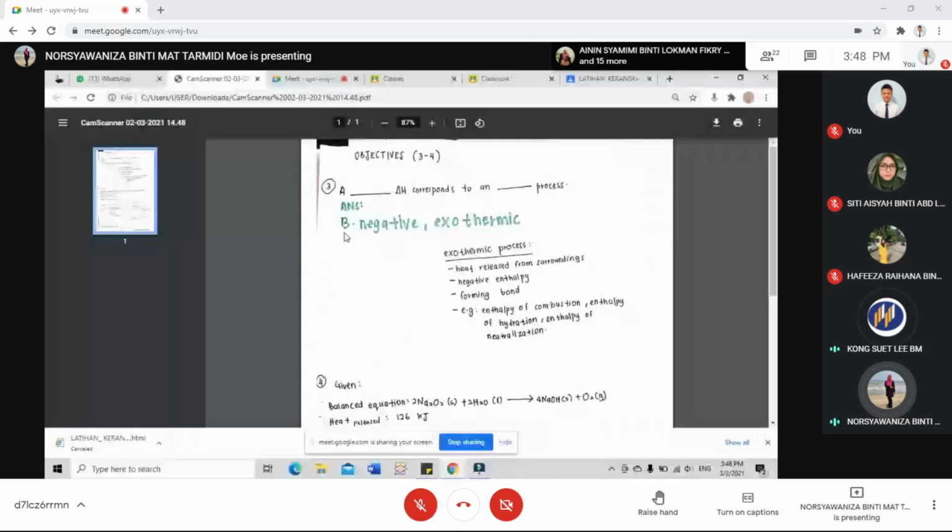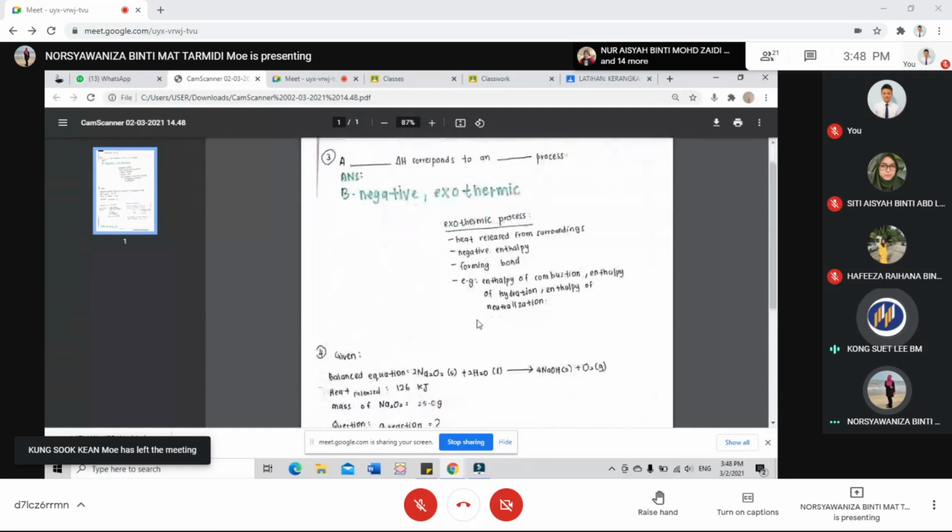Okay, for question number 3, I'll go straight to the answer. The answer is B. A negative delta H corresponds to an exothermic process. Why? Because as we know, with the exothermic process, the heat is released to the surroundings and it has negative enthalpy. So as is stated here, okay, good.